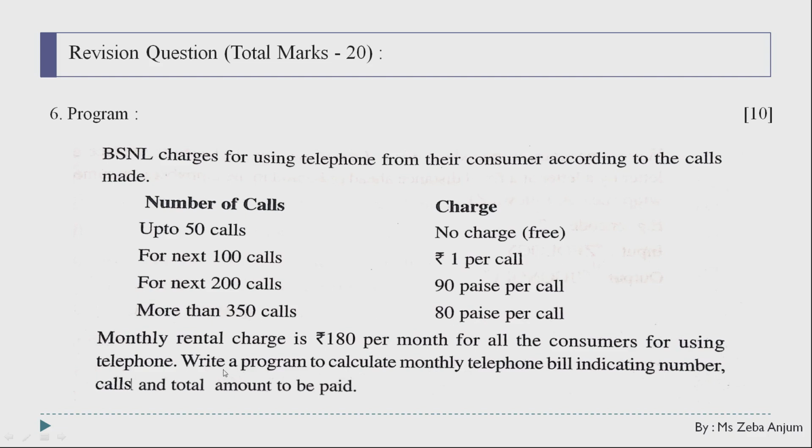Getting the point? Now write a program to calculate the monthly telephone bill, indicating the number you have to take as an input, that is the mobile number. Then the calls, that is the number of calls that have been made, and you will compare these calls against the slabs. And then you have to calculate the total amount to be paid. So students, this is your program, and this is of 10 marks. Please try this question on your own.